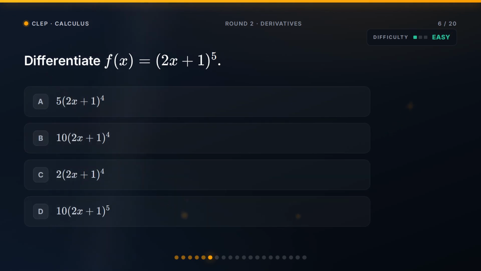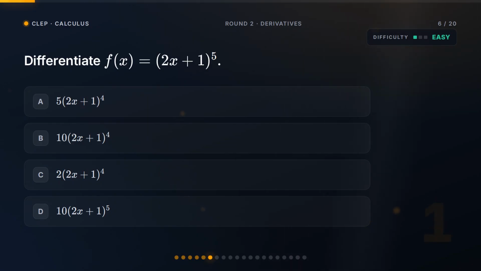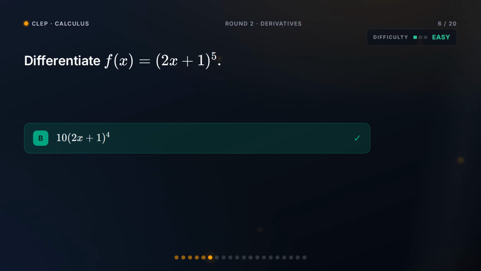Question 6. Find the derivative of f of x equals the quantity 2x plus 1 raised to the 5th power. A, 5 times the quantity 2x plus 1 to the 4th. B, 10 times the quantity 2x plus 1 to the 4th. C, 2 times the quantity 2x plus 1 to the 4th. D, 10 times the quantity 2x plus 1 to the 5th. The answer is B, 10 times the quantity 2x plus 1 to the 4th.